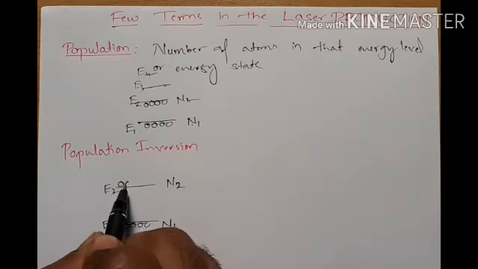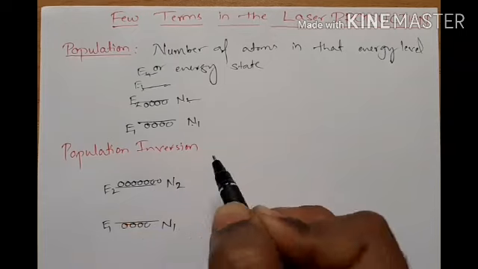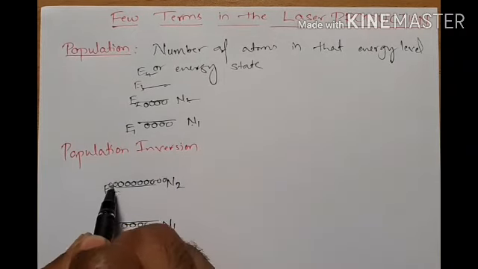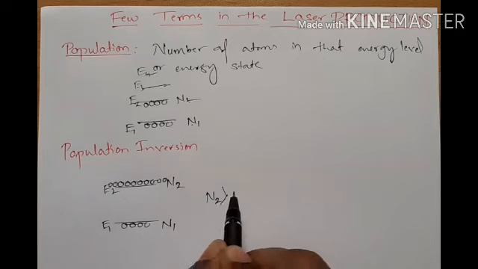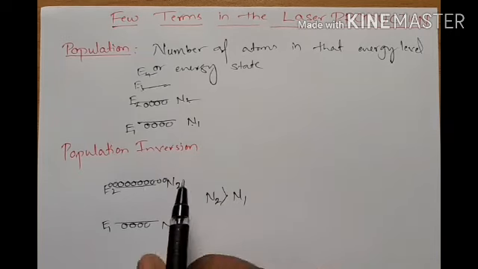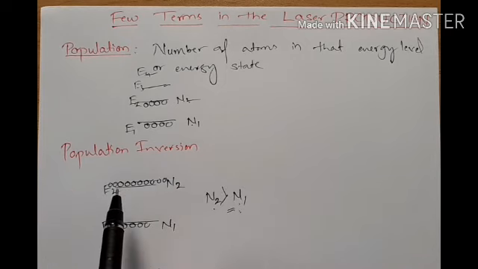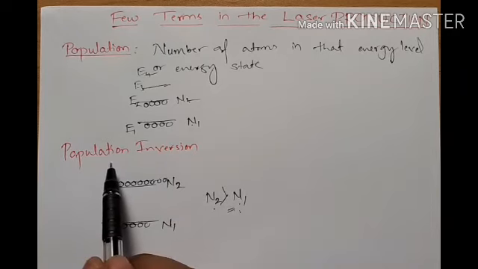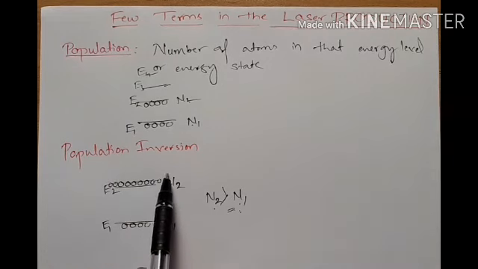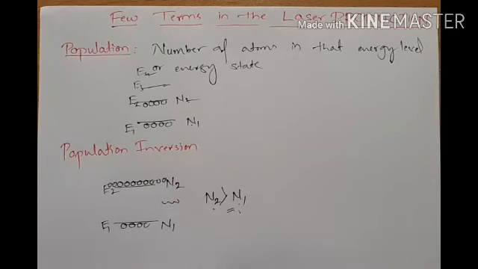If there are more atoms here compared to this, that means N2 is greater than N1, this condition is called the population inversion condition. Or in a material, if N2 is greater than N1, if this condition is achieved, then we can say that population inversion is achieved in that particular material. This is very important in the production of the laser, because if we have more and more atoms in the higher state, we will get more and more laser output. So this is the population inversion case.